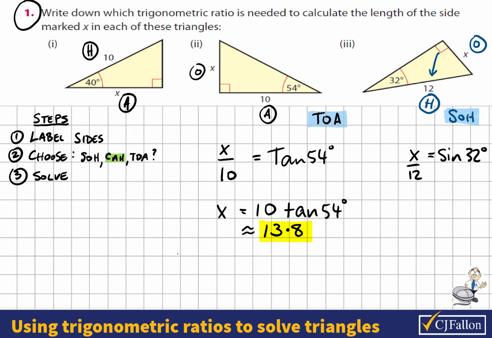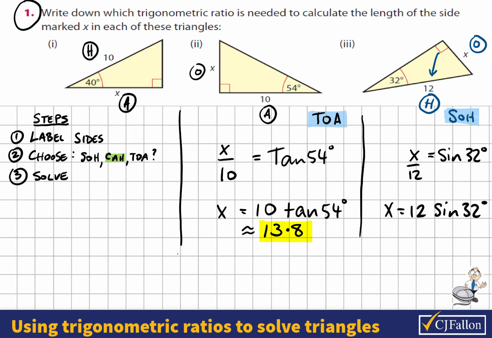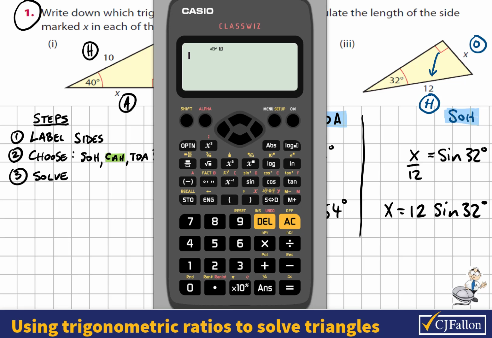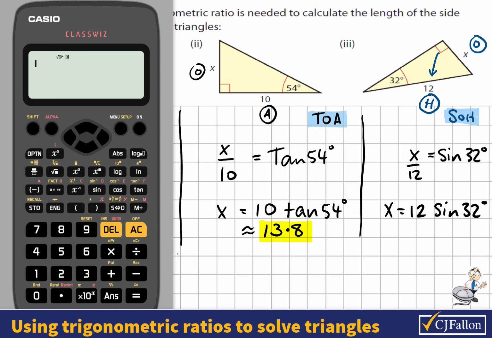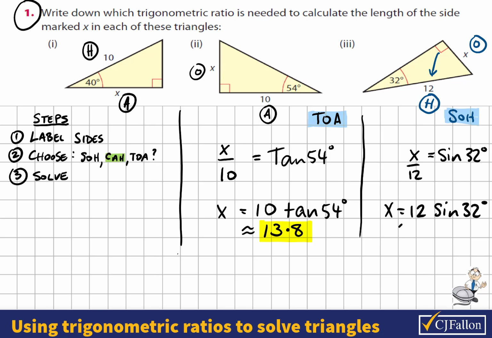But I don't want 1/12 of x, I want all of x. So if I multiply both sides by 12, I would see that x is equal to 12 sine 32 degrees. So again, I take out my calculator. And I write in 12 sine 32. And it tells me roughly it's 6.4 to one decimal place. I'll leave it at that, 6.4.